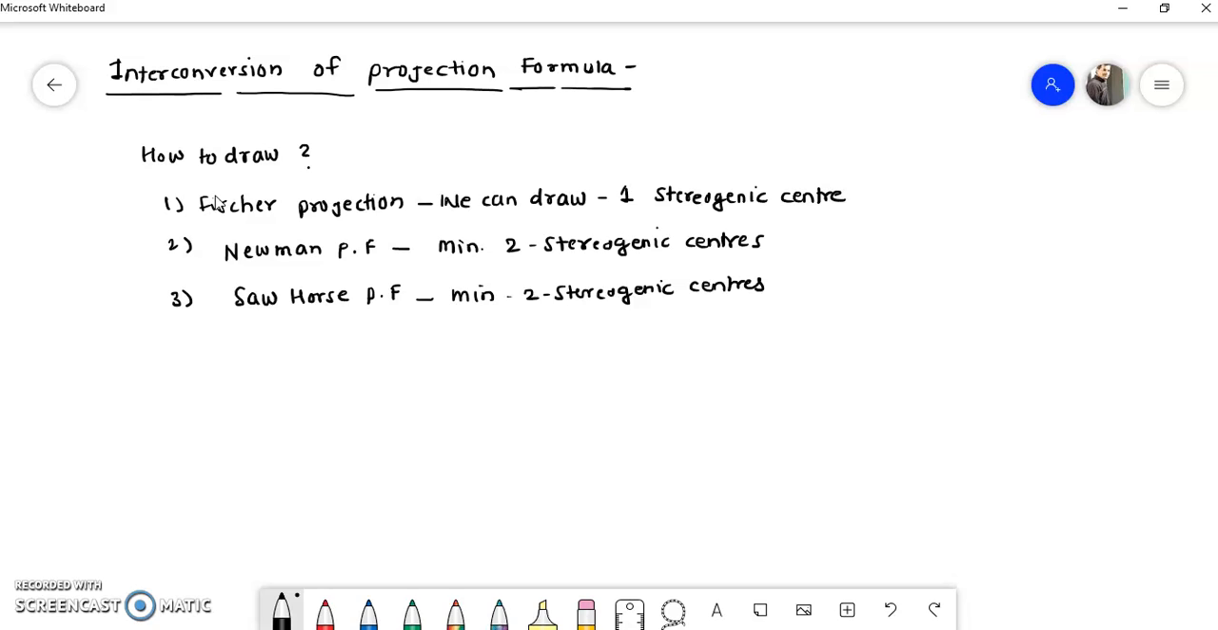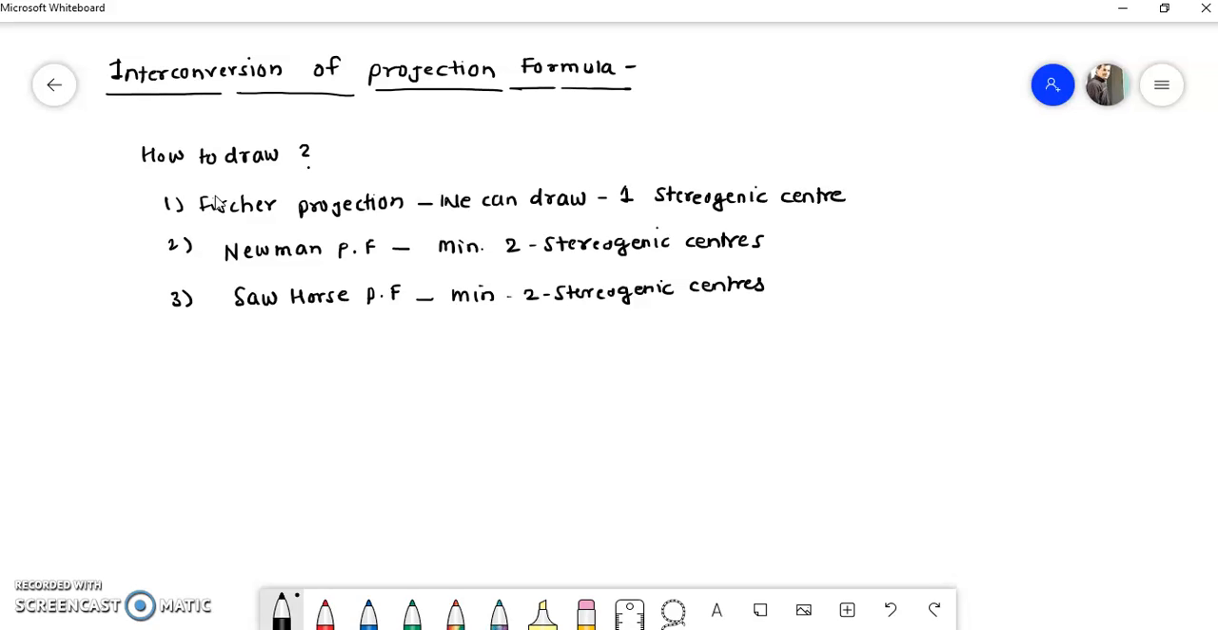We can draw the Fischer projection formula for a molecule having only one stereogenic center, and more than that, we can draw it for 2, 3 also. But we cannot draw the Newman projection formula or Sawhorse projection formula for a molecule having only one stereogenic center. So this difference you have to remember.